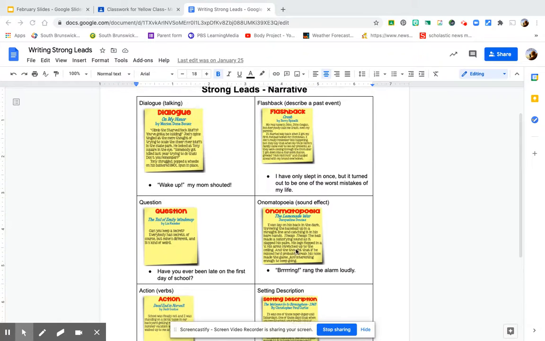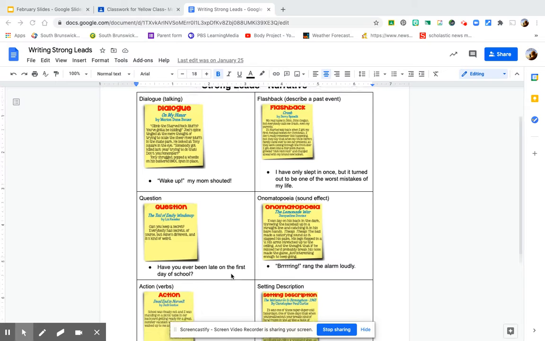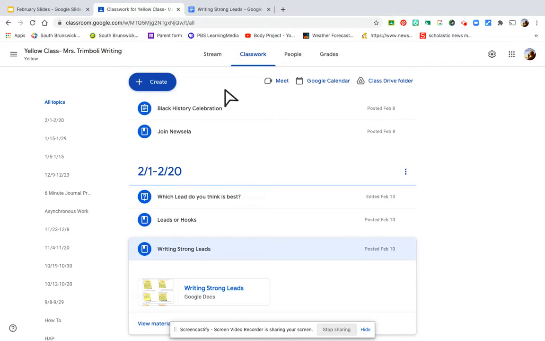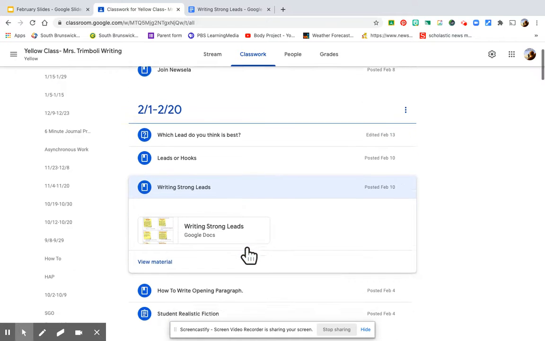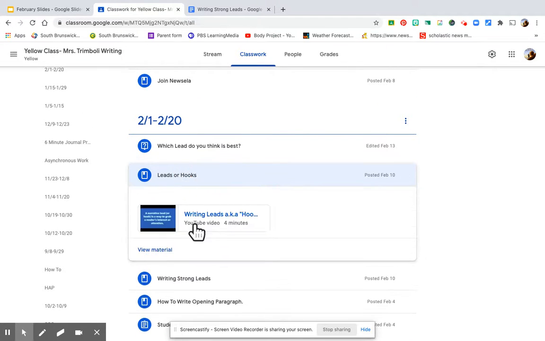So of these, I suggest flashback, question, onomatopoeia, and action verbs. If you look in classwork, and I'm going to show that to you right now, there's also another one here that says leads or hooks, okay? And that is a video that you can watch that gives you a little bit more information than I just did. So you have two different examples of how to write a lead. Hope this helps if you missed the day's lesson.